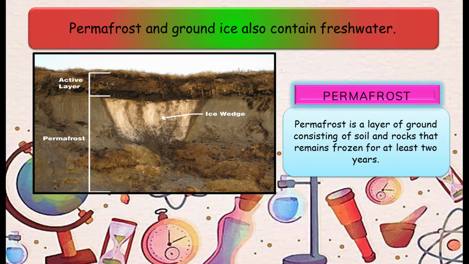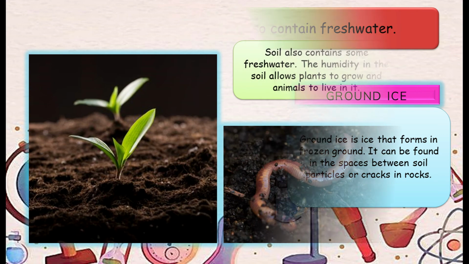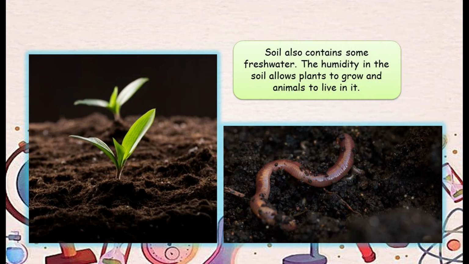Permafrost and ground ice also contain fresh water. Permafrost is a layer of ground consisting of soil and rocks that remains frozen for at least 2 years. Ground ice is ice that forms in frozen ground. It can be found in spaces between soil particles or cracks in rocks. Soil also contains some fresh water. The humidity in the soil allows plants to grow and animals to live in it.